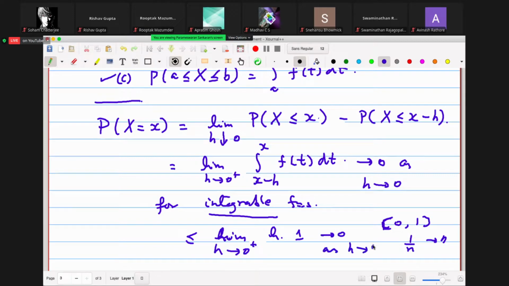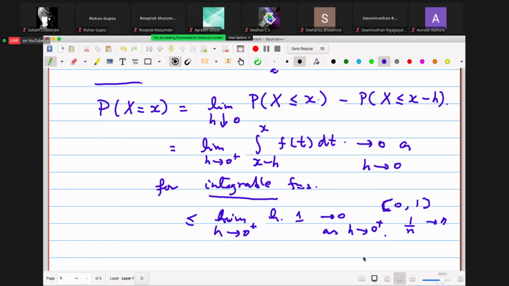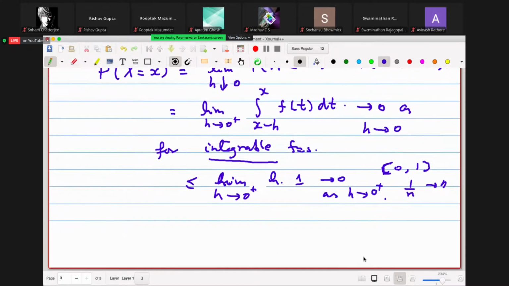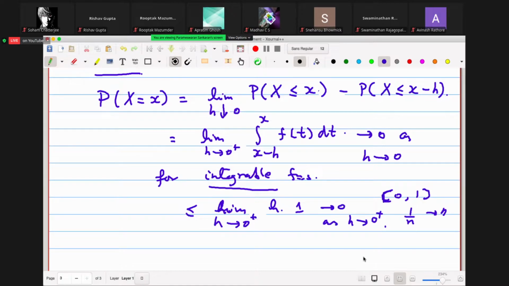As h goes to 0 plus. Okay, but it's intuitively clear, right? You cannot have it at a particular point. It's like saying that no matter how small... This probability that capital X equals x, taking a specific value, would imply that at that value x naught or whatever, you have a point mass.